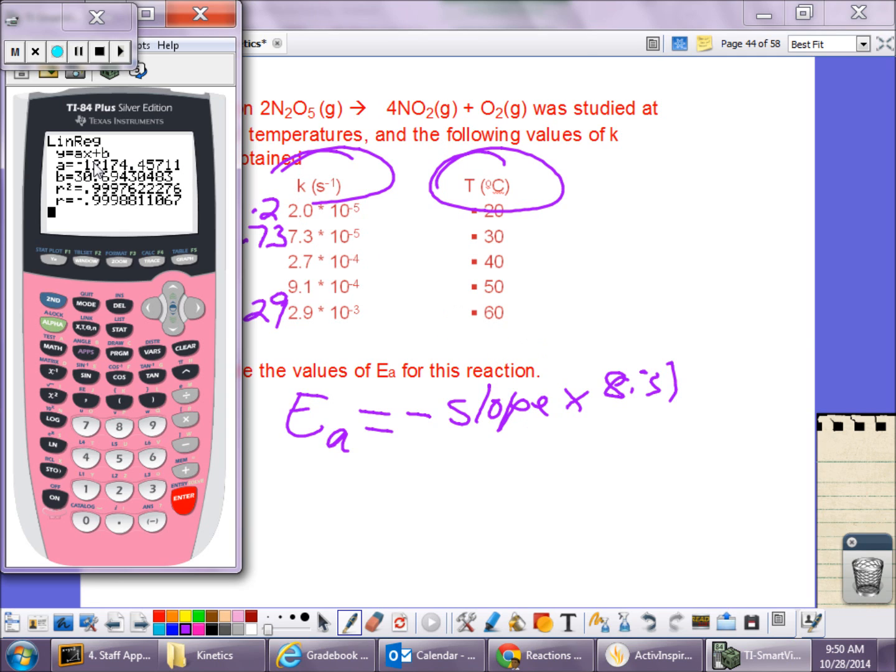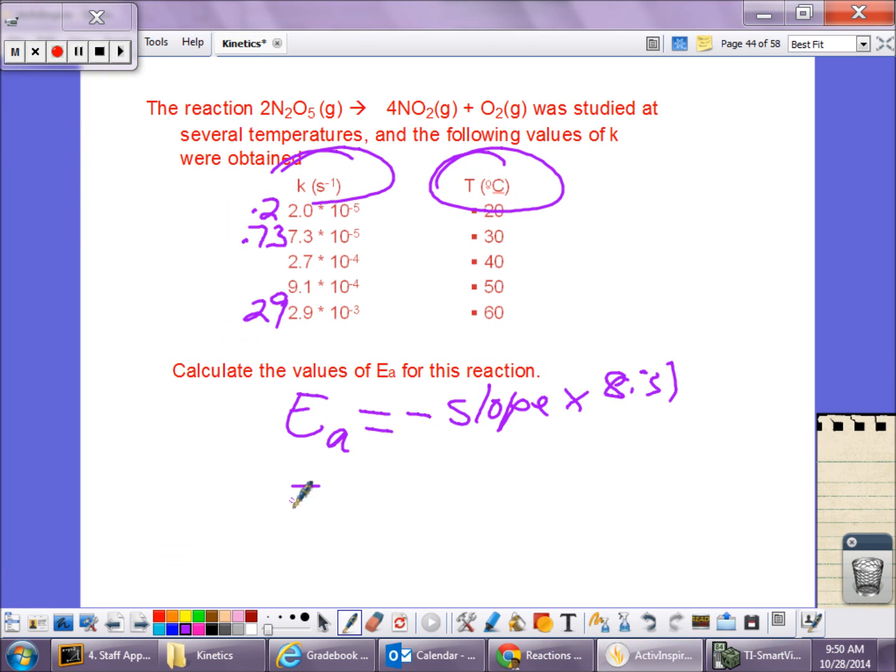Okay, we find activation energy, which is what they ask for. Who has the answer? What is the activation energy? Okay, here's the slope. This is positive. Activation energy equals 101,165. Is that right? What is the unit for activation energy? It is joule, because it is energy.